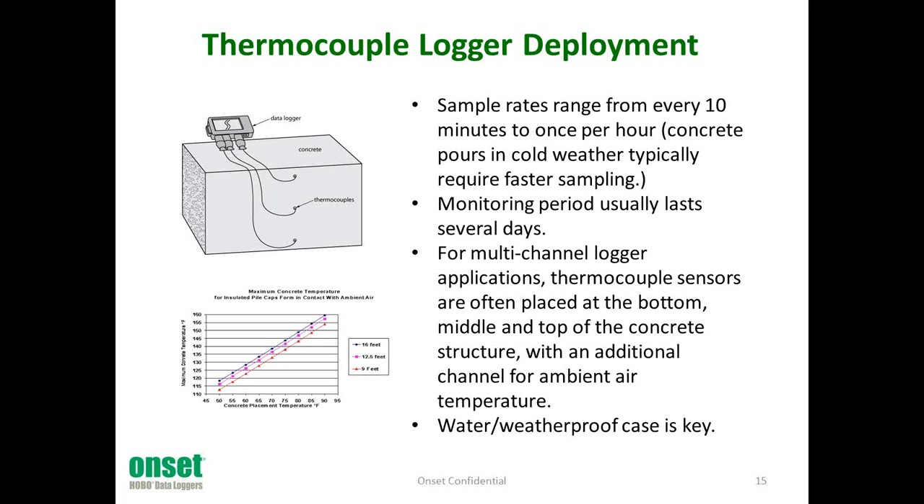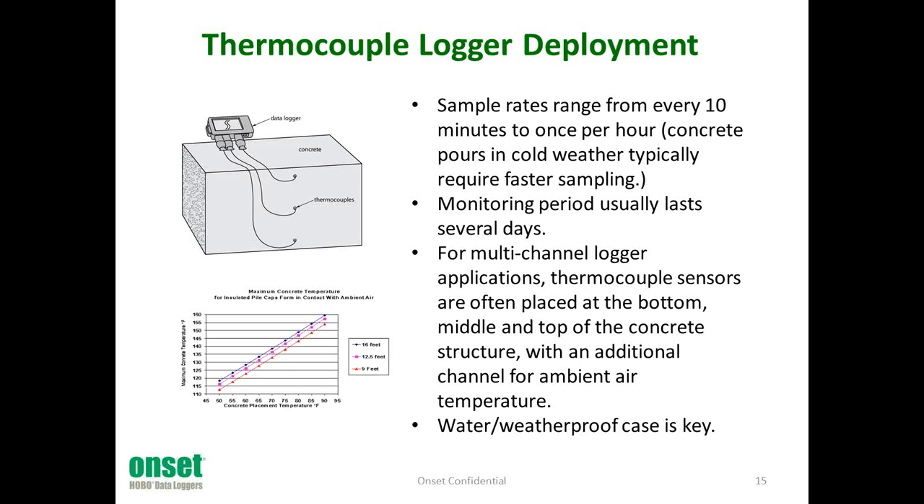Let's look at what some common monitoring practices are in industry today. Typically, temperature sampling rates are selected from every 10 minutes to once per hour. In cold weather curing conditions, users usually select a faster sampling rate to monitor changes more closely. The monitoring period usually lasts several days but can vary based on design specifications.